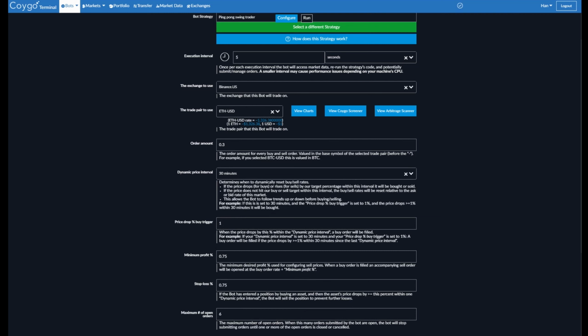Basically, what this says, for example, is if this is set to 30 minutes and the price drop percent buy trigger is set to 1%, then when the price drops by at least 1% within 30 minutes, the asset will be bought.